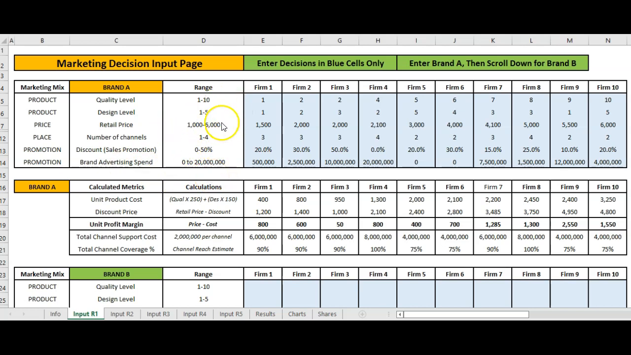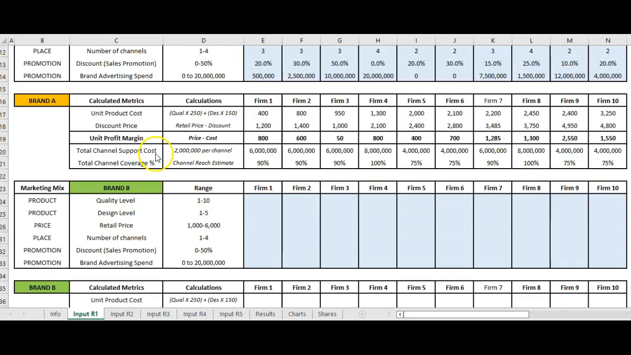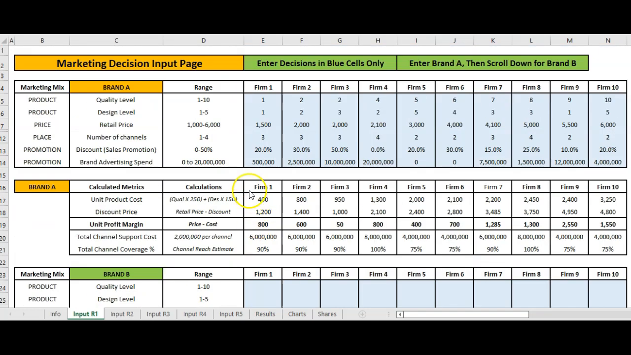All of these things will make a difference to your performance. So although this looks like a very complicated sheet, you will be one of these teams and you will be coming out with 6 numbers for your brand A, and then also for brand B, you'll also have 6 numbers which your teacher or instructor will enter for all the teams playing.